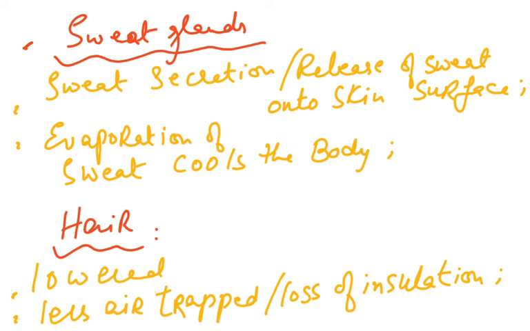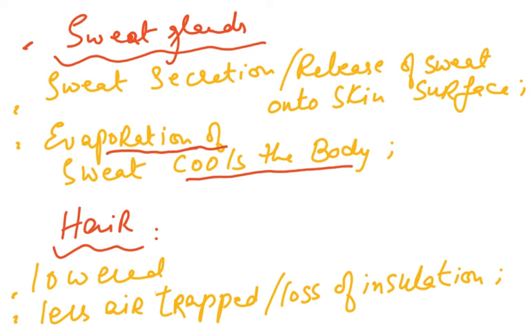So sweat secretion, or the release of sweat onto the skin surface: sweat glands will produce sweat. The brain will send motor neurons, impulses, to these sweat glands to make more sweat. If it's a cold day, you're not going to sweat. But if it's a hot day, you're going to sweat. And the brain is going to send impulses to the sweat glands: okay, now start producing sweat. And then this sweat is transported to the surface of the skin where it's going to evaporate. So evaporation of sweat cools the body down.